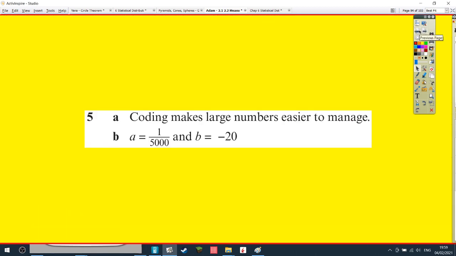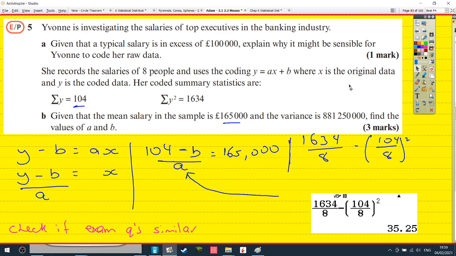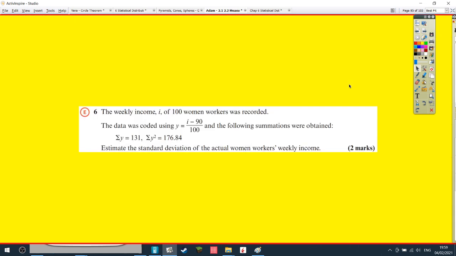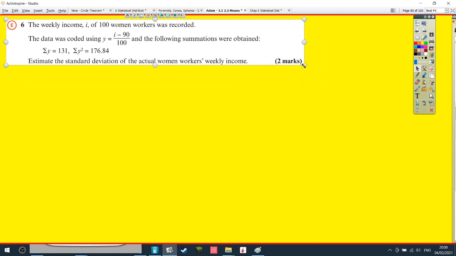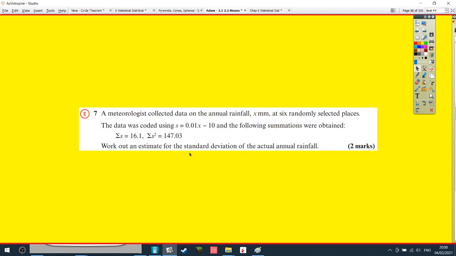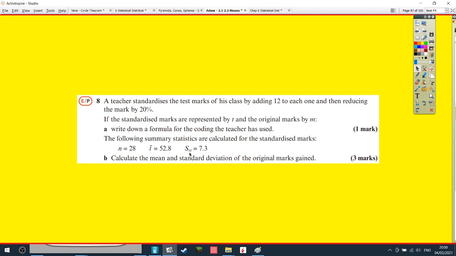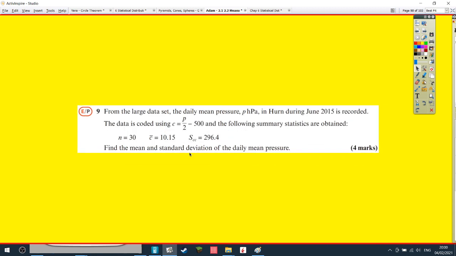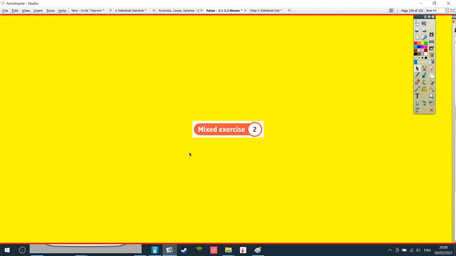I'll have to take a look. I want to see if the exam questions are similar to that, if this is an in-reverse type. The mean standard deviation. The data was coded. You just get the standard deviation and sub it in. It's lots of similar stuff. Coding. What do you give yourself? Probably between a tick and a half.